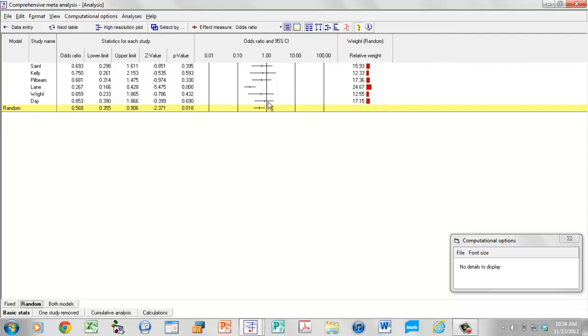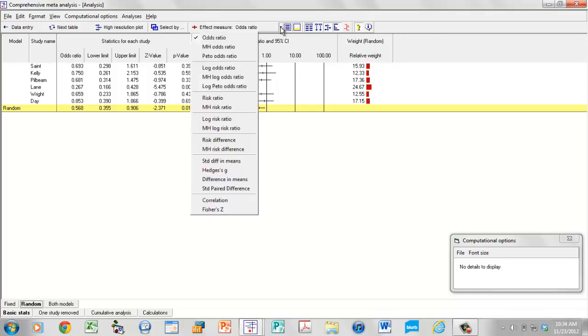And when I do that, the fixed effect model goes away. I have my random effect weights. I have the overall estimate of the effect 0.56, lower and upper limits of 0.35 and 0.90, z-value of 2.37, and a p-value of around 0.02. There are many other things that we can do. That's the basic analysis, but there are many other things that we can do in the analysis screen.